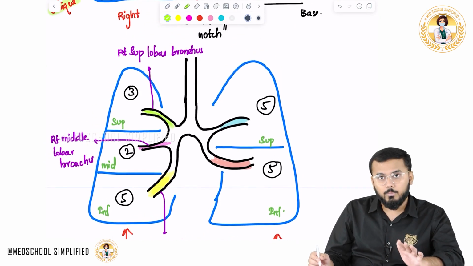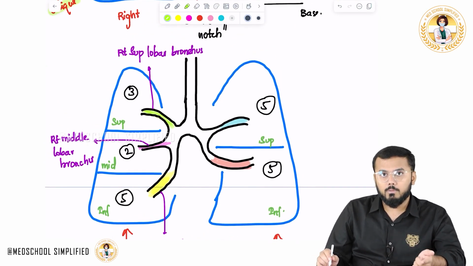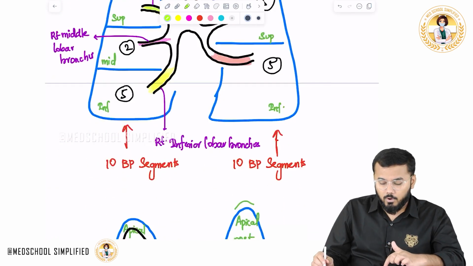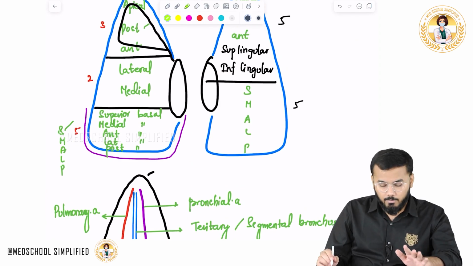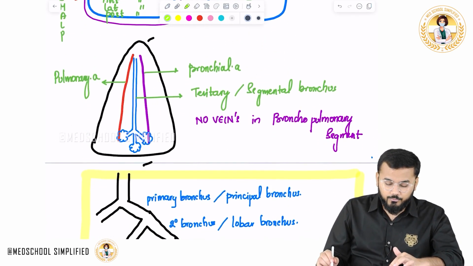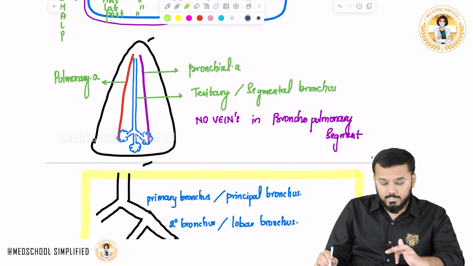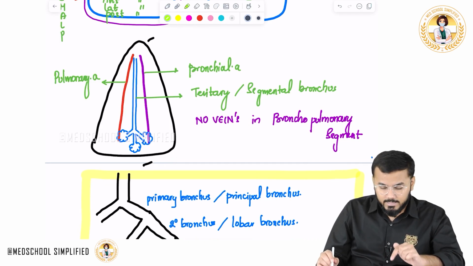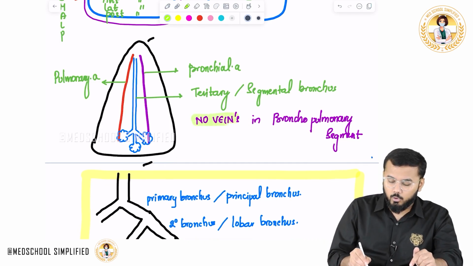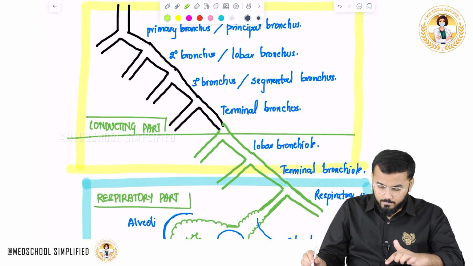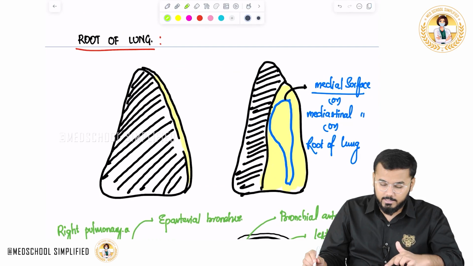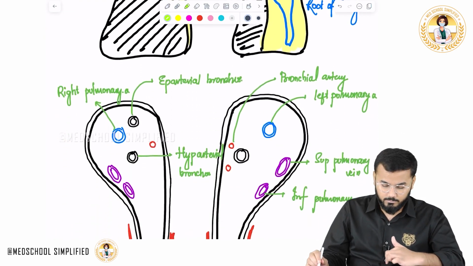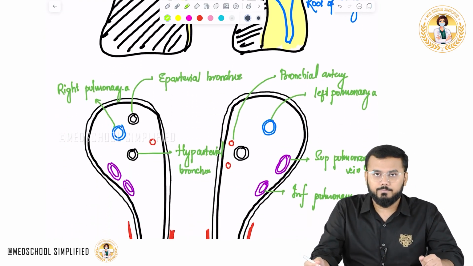And these bronchi are important, right? Superior lobar bronchus, middle lobar bronchus, and inferior lobar bronchus. And coming to the bronchopulmonary segments, they're very, very important, guys. So 10 in each of them, and this is a typical bronchopulmonary segment. And remember that there are no veins over here. So here, this is the conducting part, and this is the respiratory part, and this is the root of the lung, and these are the structures which are located within.